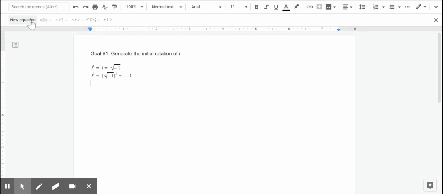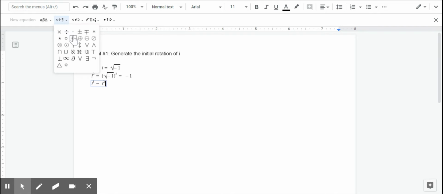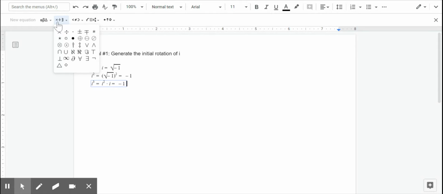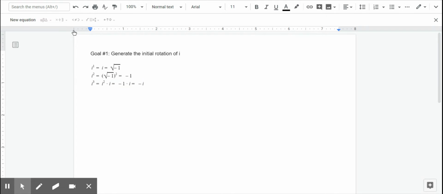So our next one is i to the third power. And i to the third power is just i squared times another i. So let's put that in. And we know that i squared is -1, and we know that i is just i. So now we have -1 times i, which is -i.